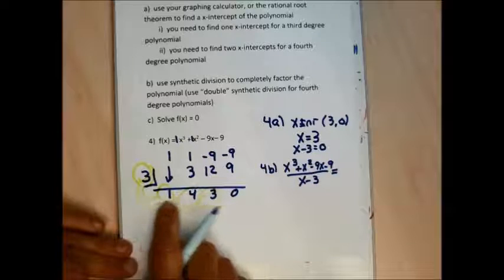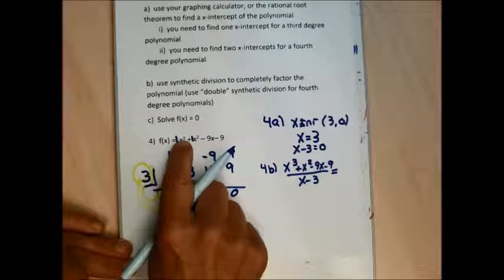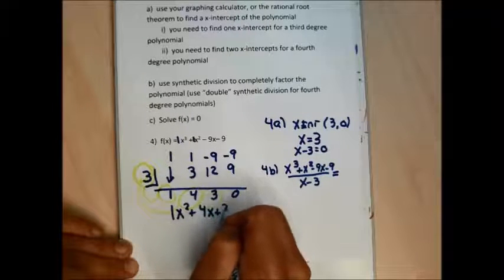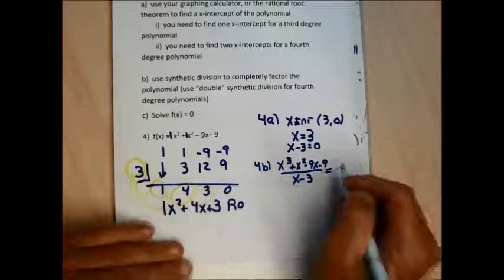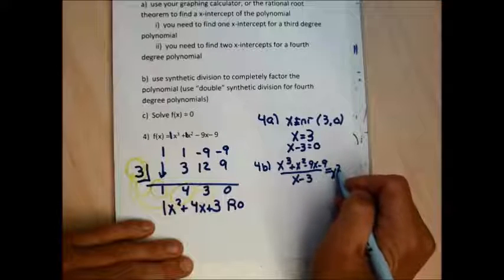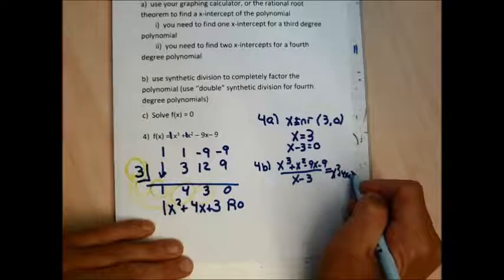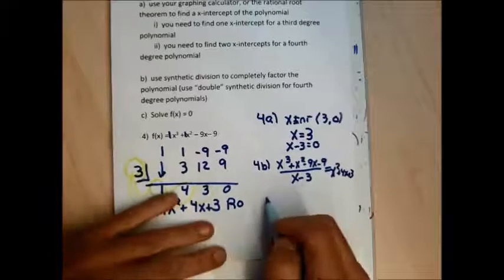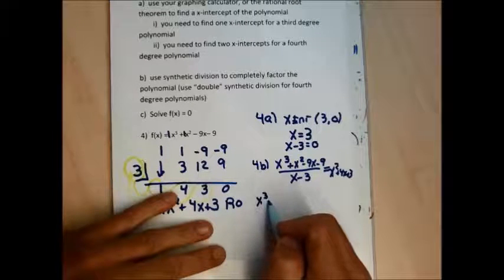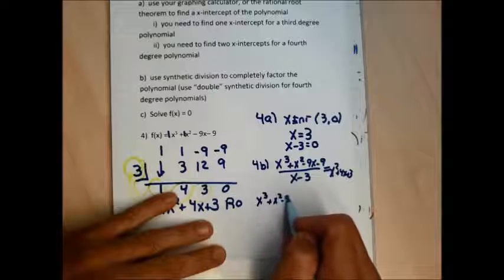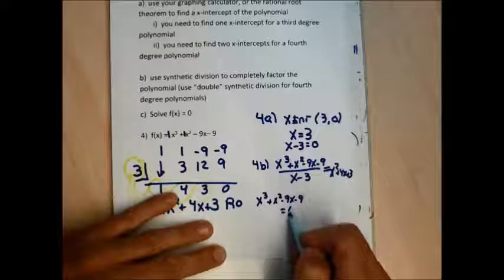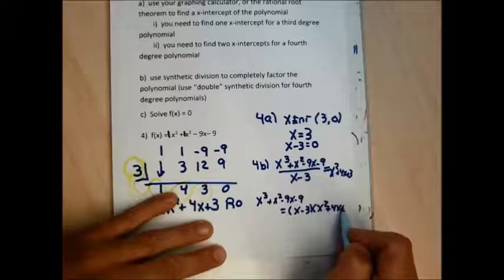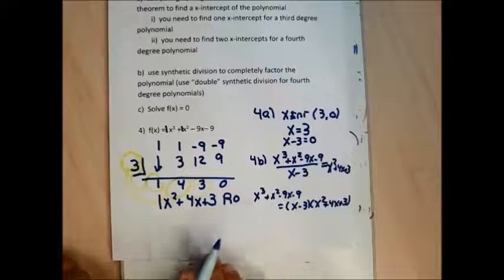remainder. I start filling up x's with one exponent less than the original problem. So this is going to be a 1x squared plus 4x plus 3, remainder of 0. So the result of this synthetic division is x squared plus 4x plus 3. Anytime you do synthetic division and you get a remainder of 0, that means the numerator, in this case x cubed plus x squared minus 9x minus 9, equals the denominator times the answer from the synthetic division. So synthetic division with a remainder of 0 gives me a tool to partially factor a polynomial.